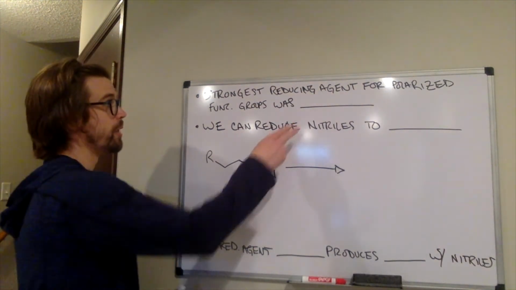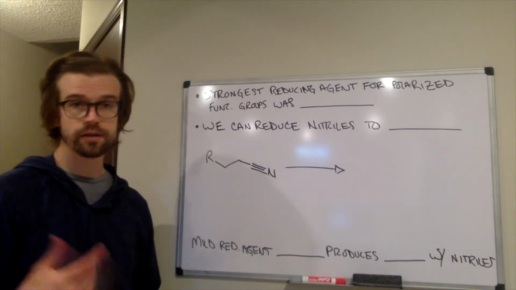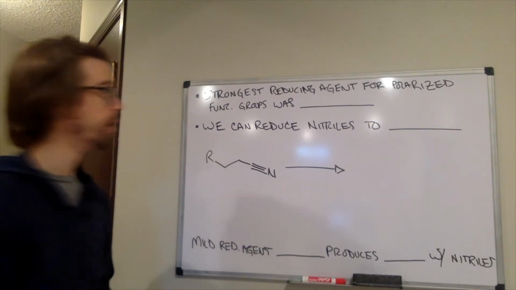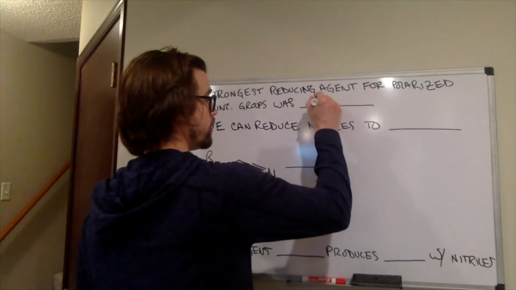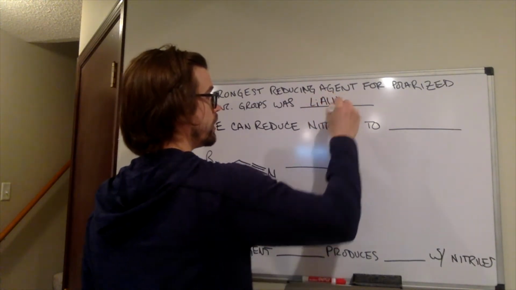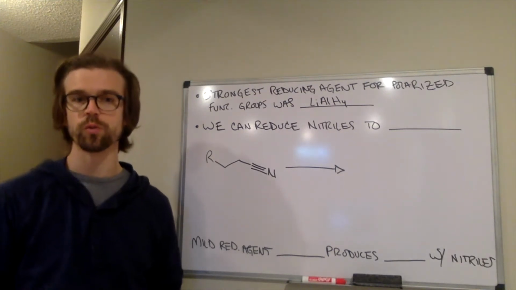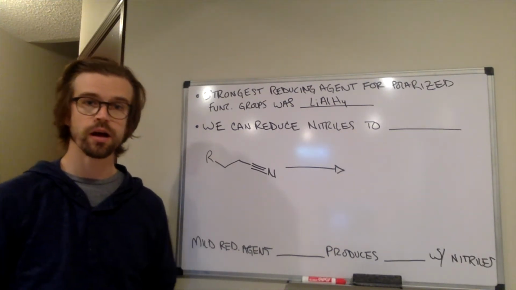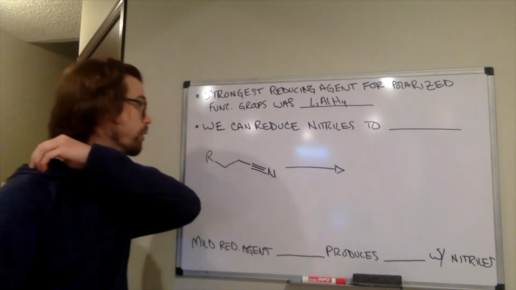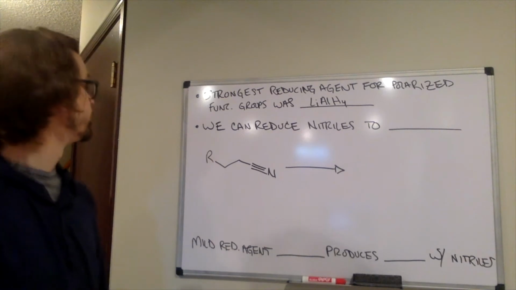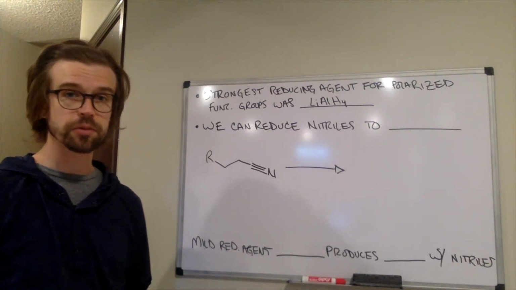Hopefully you guys can fill in this box. The strongest reducing agent for polarized functional groups was blank. Think back to that. We did a lot of that in chapter 20. It was lithium aluminum hydride. And what did lithium aluminum hydride do when we reacted it with an amide? It turned that amide into the amine. So it turns out that we can also reduce nitriles with this super strong reducing agent, lithium aluminum hydride.